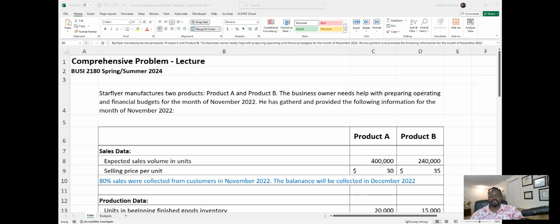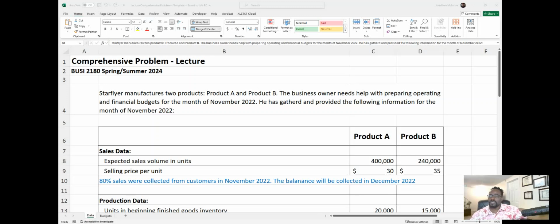Okay, my friends, now it's time to look at a comprehensive problem. I developed this so that I can use it to illustrate how you prepare each of the individual budgets that are included in a master budget. So, we'll do all the budgets from the sales budget all the way to the budgeted balance sheet. Before we dive in, let's take the time to familiarize ourselves with the data relating to this problem.